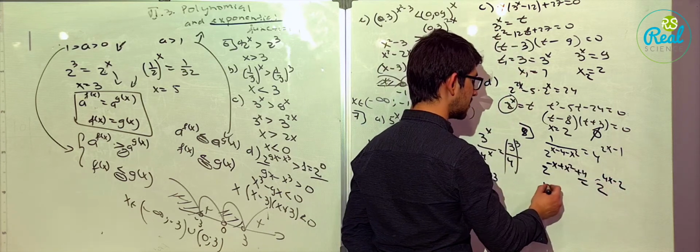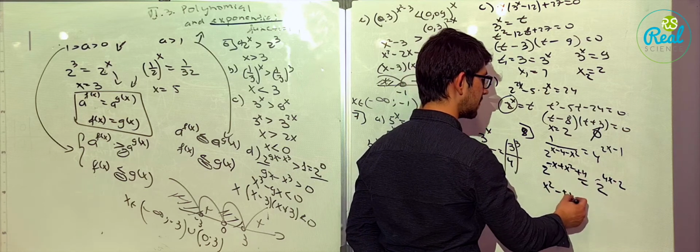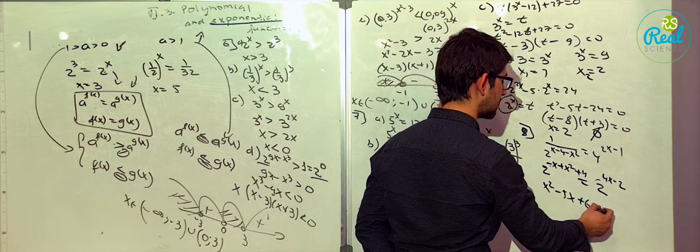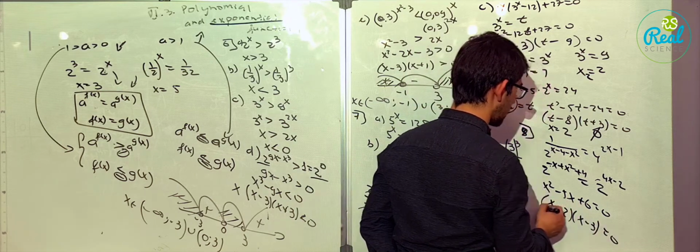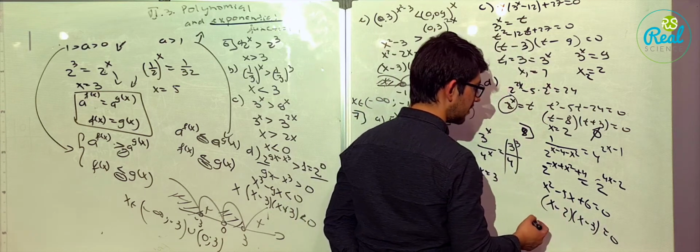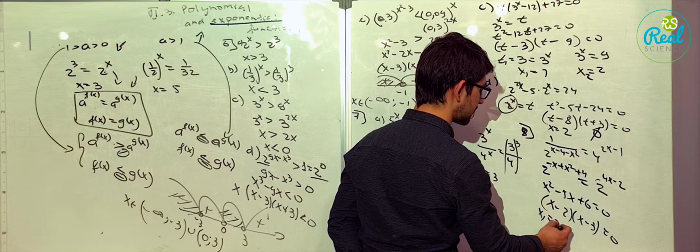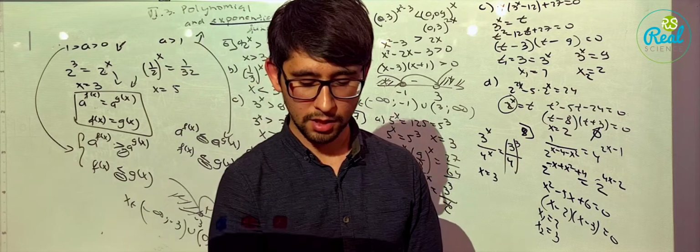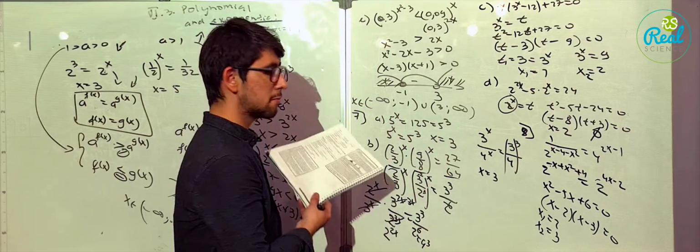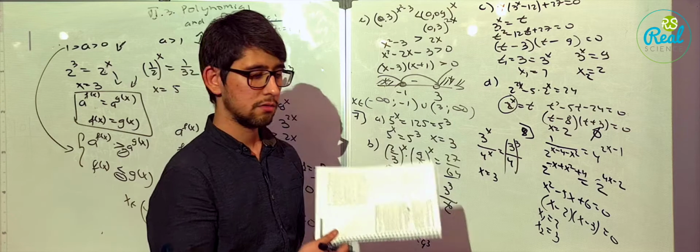You equalize their powers. X squared minus x minus 4 minus 5x plus 4 plus 2 plus 6 equals to 0. X minus 2, x minus 3 equals to 0. Your first x equals to 2, and the second one is 3. Okay. Have you understood it? Do you have questions? No? Let's copy.